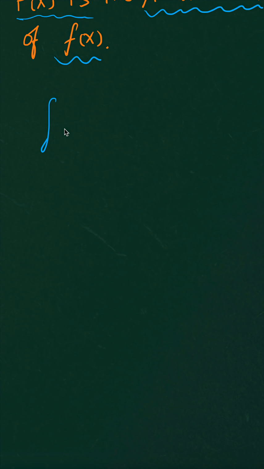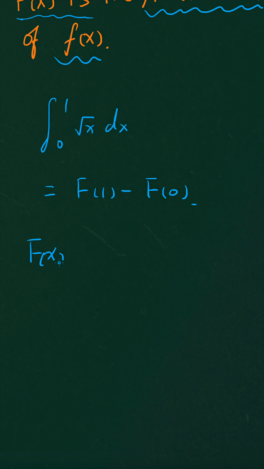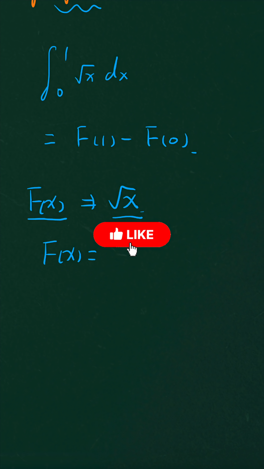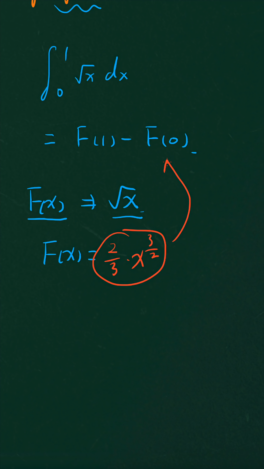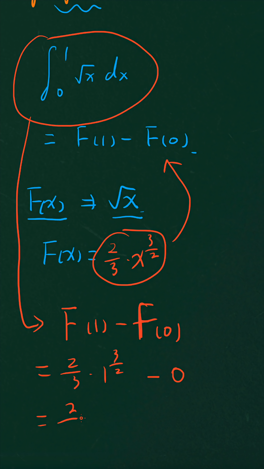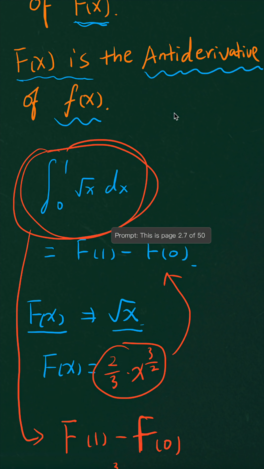So the integral of square root of x from 0 to 1 is equal to big F of 1 subtracted by big F of 0. We only need to find the big F of x for square root of x, right? Pretty easy to get F(x) equal to 2 over 3 times x to the 3 over 2. All right, so now let's put this function back in to find the value. So the original integral is equal to 2 over 3, and this is the value of the integral, which literally is the value of this limit.